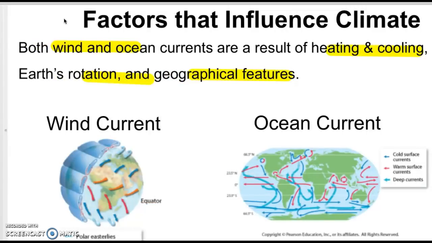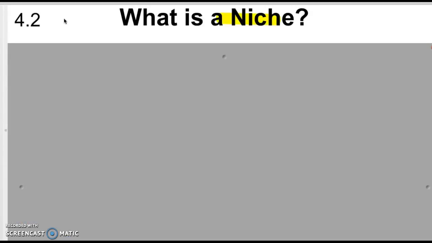Then another factor that influences climate is, of course, wind and ocean. Temperature fluctuates, and that determines the wind currents that happen and then the ocean currents that happen in the water. All of that results from the heating and cooling of our atmosphere. Okay, so that was all chapter 4.1. Quick, now we're going to move on to chapter 4.2.